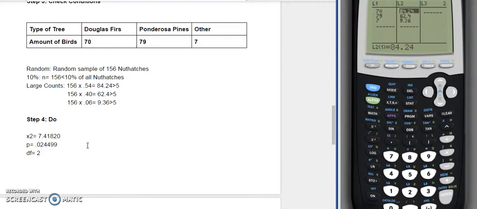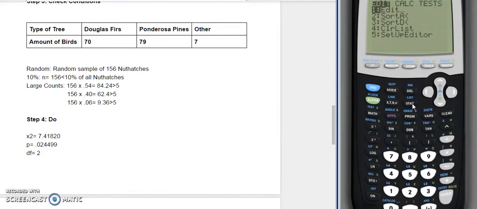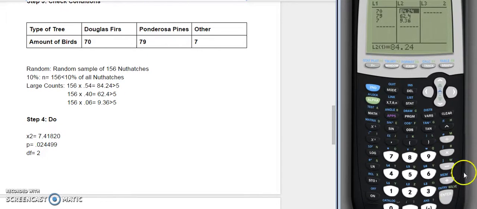Step 4 in a chi-square goodness of fit test is to complete the problem using your calculator. First, we're going to click on Stat. From there, we're going to click on Edit. In List 1, we're going to state our observed values. For this particular problem, we saw 70 birds in Douglas firs, 79 birds in ponderosa pines, and 7 birds in all other trees.